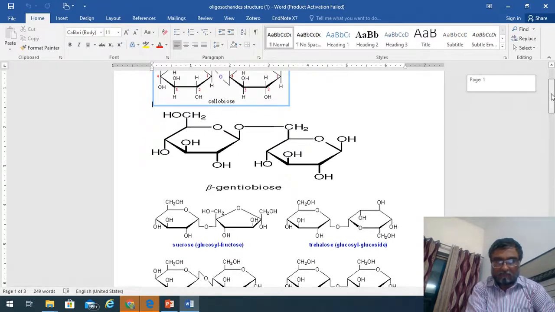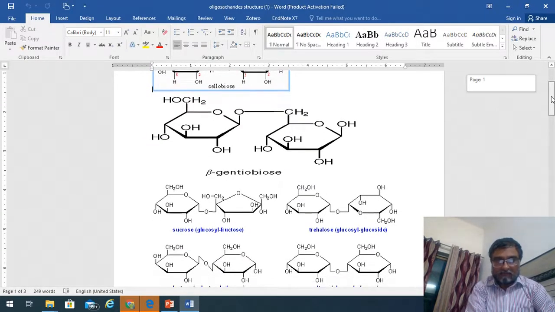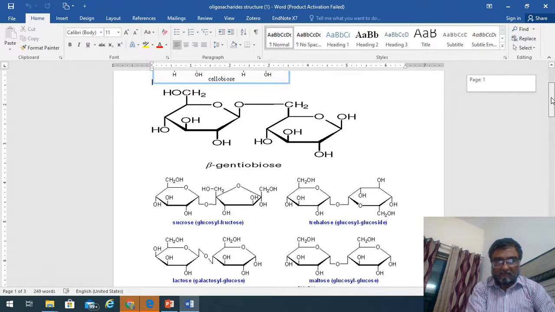Then one of the structures that I have given to you people is the beta gentiobiose. Again, that is composed of two glucose units. You can see that two glucose units are oriented in the pyranose form, and the linkage between these is the 1,6 type of linkage. The first carbon is linked with the sixth carbon of the second glucose unit.